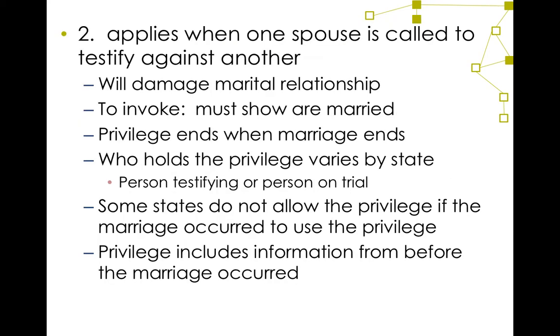The second type also applies when one spouse is called to testify against another, and this is because it damages a marital relationship. In order to invoke this, you have to show that you are married, and this privilege ends when the marriage ends. Who holds the privilege varies by state, so whether it's the defendant or the person testifying. Some states do not allow the privilege if the marriage occurred only to use the privilege. And the privilege includes information from before the marriage actually occurred.